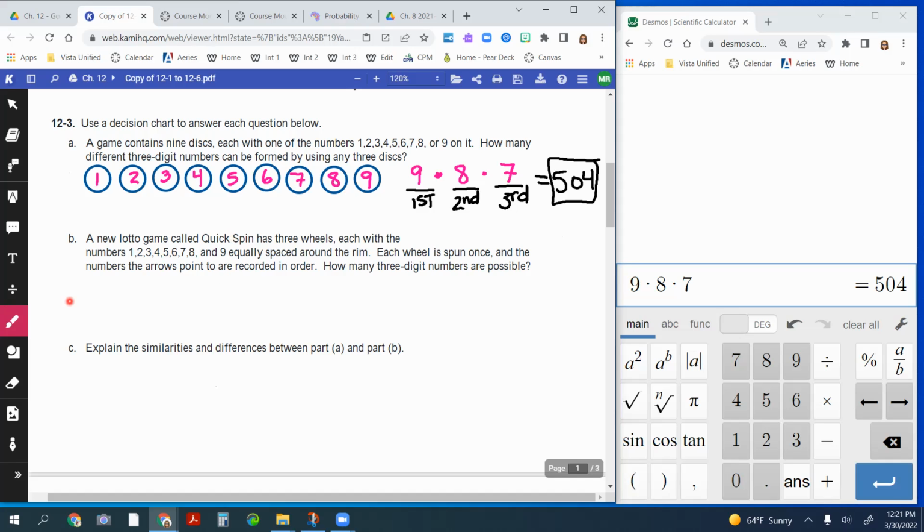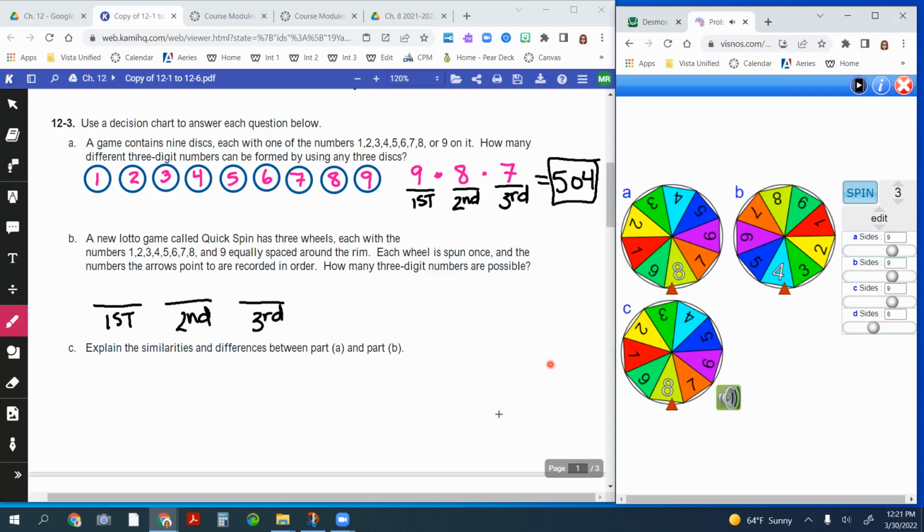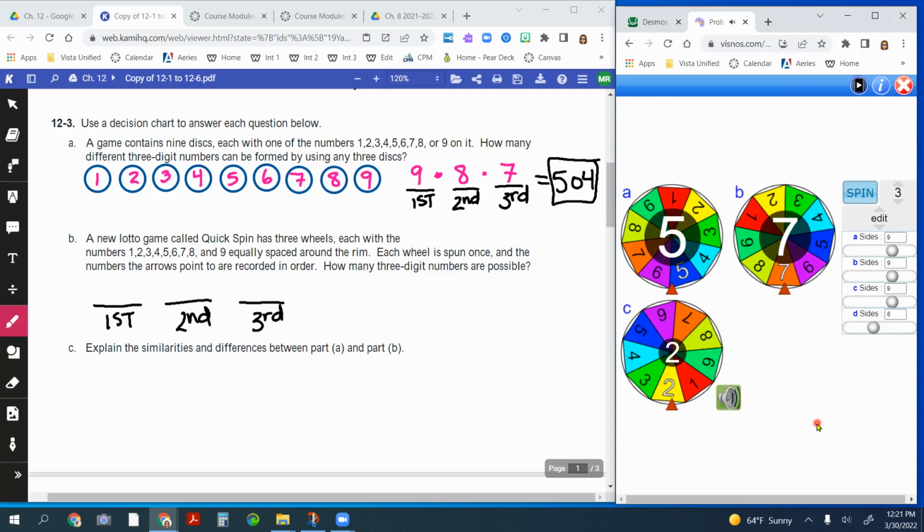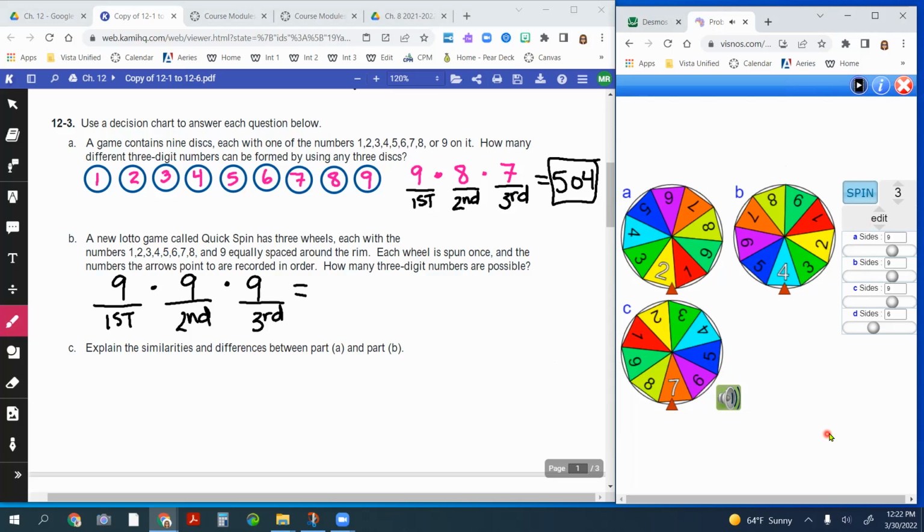Okay, so in this case, when we are doing the first, the second, and the third, what's going to be happening again is when I spin, every time I am going to be having 9 choices for the first one, 9 choices for the second one, 9 choices for the third one. I can end up getting repeats. That is a possibility. In this case, I haven't gotten any repeats.